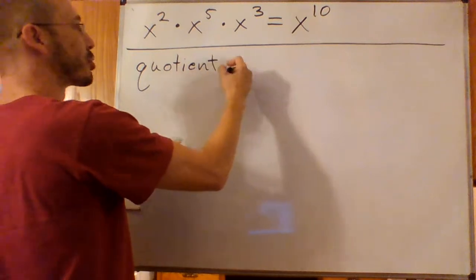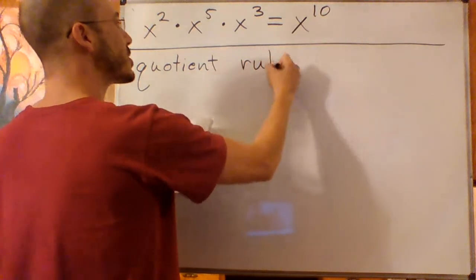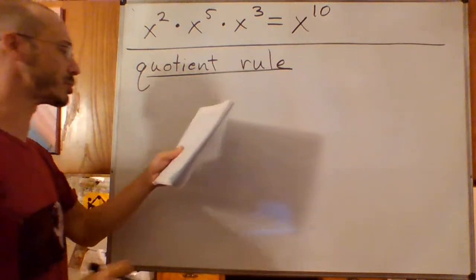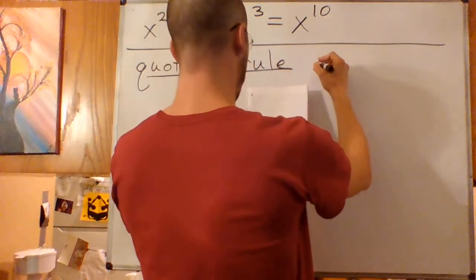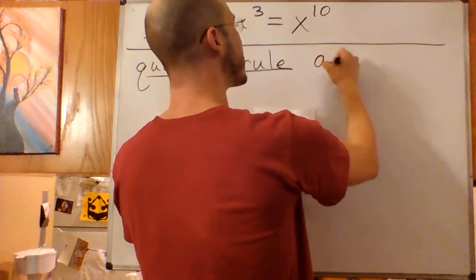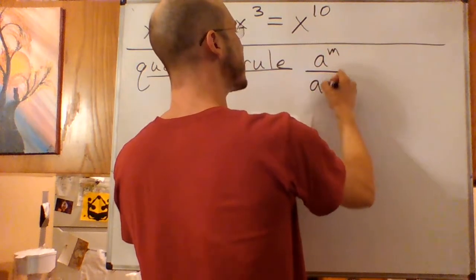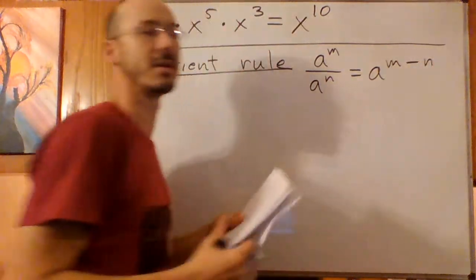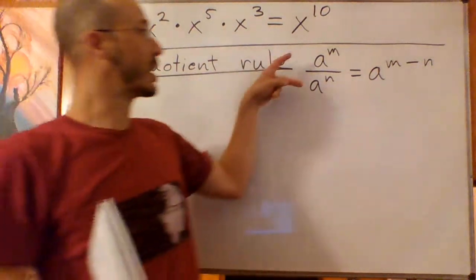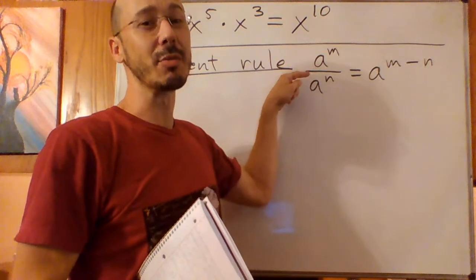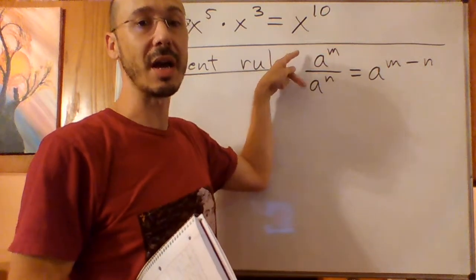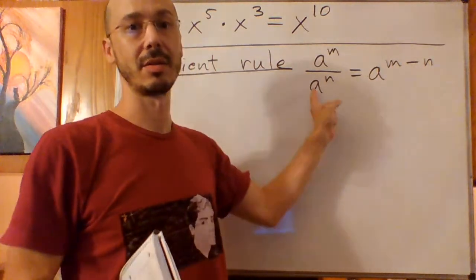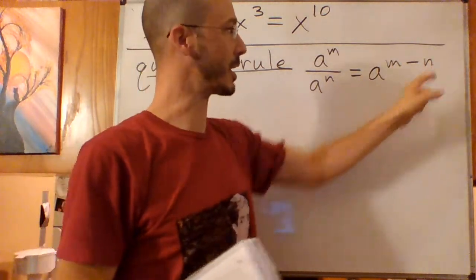Just as the product is what you get when you multiply things, the quotient rule is what you get when you divide things, and the quotient rule looks like this. A to the m divided by a to the n is a to the m minus n. So again, we've got the same base, but this time we're dividing. And what happens is I take the exponent in the numerator and subtract the exponent in the denominator.